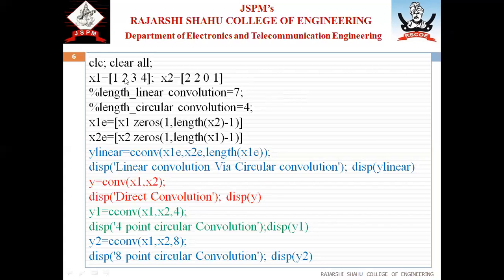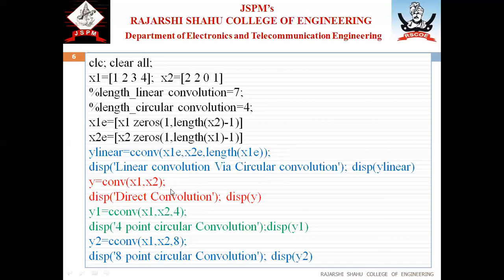That means I want to adjust the length of x1 equal to 7 as well as length of x2 equal to 7 by adding the zeros in that. So this length adjustment is done at these two lines of instruction by adding the number of zeros. Now as the x1 and x2 lengths are extended, we can use the circular convolution instruction to calculate its linear convolution through the periodic convolution.